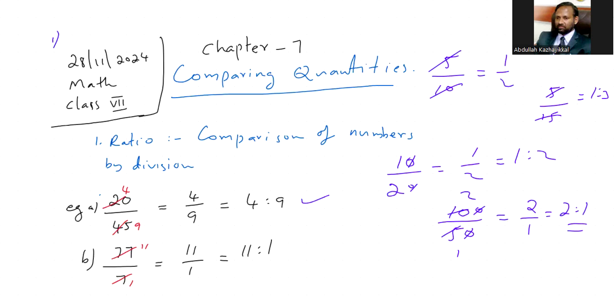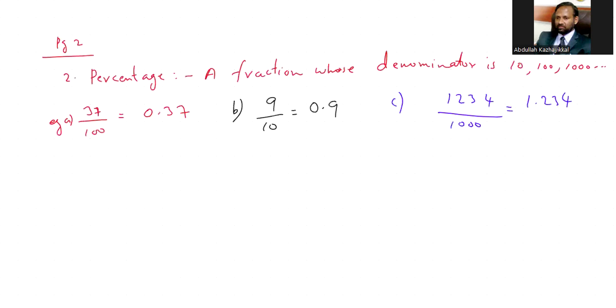Now the second page, what I am doing here. Listen: percentage. What is the relation, what is the connection between percentage and fraction? Fraction, I told you, means part by whole. Now come to percentage. Percentage is a fraction whose denominator is 10, 100, 1000, and so on. That means 37 by 100. Here 100 is the denominator.